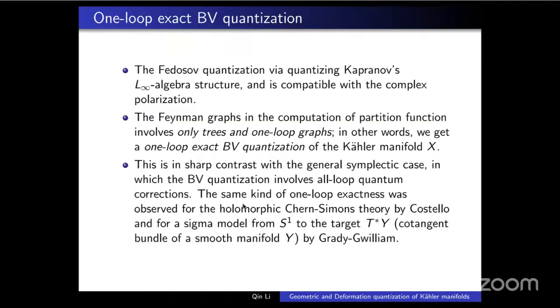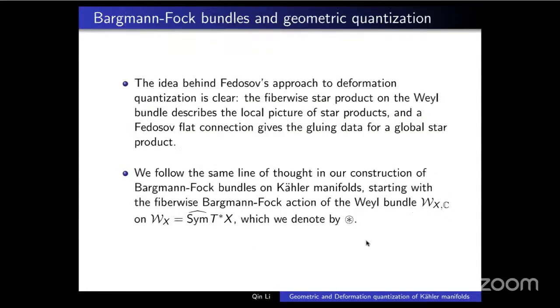This is actually in sharp contrast with the general symplectic structure, in which the BV quantization involves all loop quantum corrections. And only in some very rare cases do you have this one loop exactness. For instance, there's the holomorphic Chern-Simons theory by Kevin Costello, and a sigma model from S^1 to T^*Y, that's the cotangent bundle of a smooth manifold, by Ryan Grady and Owen Gwilliam.